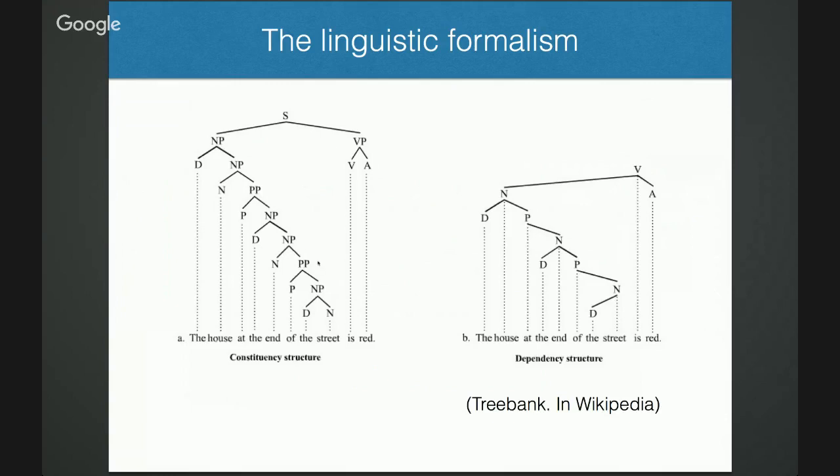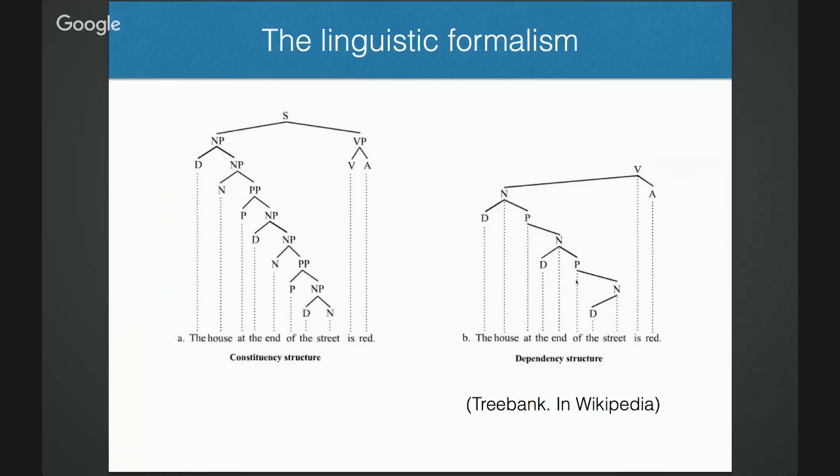If we choose a constituency structure, we explicitly acknowledge the existence of, for example, a prepositional phrase here, of the streets. Here we are saying that of the street is a prepositional phrase, whose head is the preposition, and then we have the street, which is a noun phrase, which is part of the prepositional phrase.